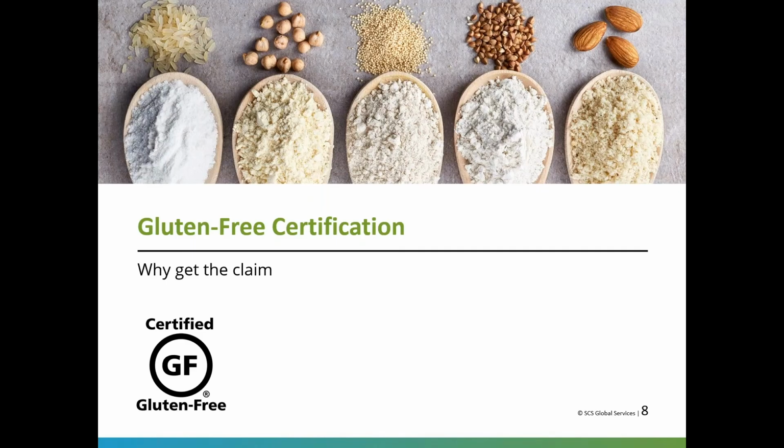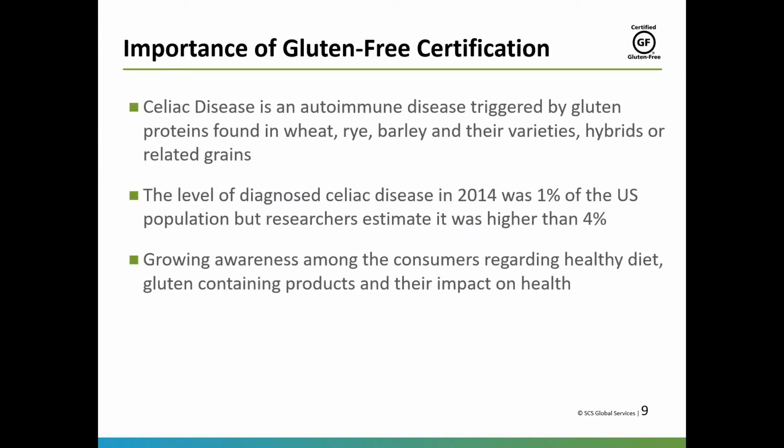So why is this important? Why do we get the claim? One of the main answers is that celiac disease is an autoimmune disease triggered by gluten proteins. The level of diagnosis of celiac disease in 2014 was 1%, but it was estimated more around 4%, and there's a huge growing awareness among consumers regarding a general healthy diet and a diet without gluten-containing products, and the impact of those gluten products on their health.